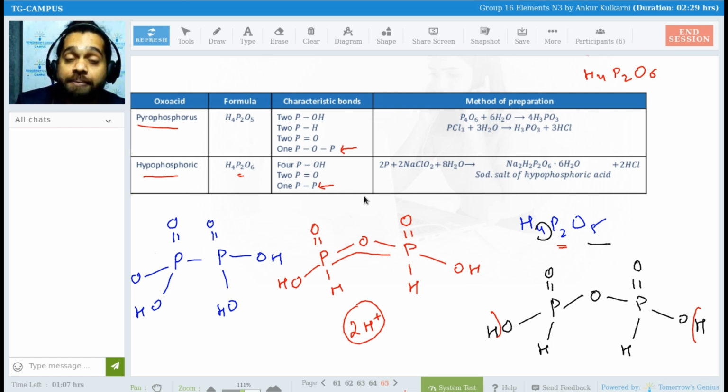This question, I am telling you, has come many times. They have asked POH bond, PH bond, P double bond O, POP, PP bonds. And this is the common question: in pyrophosphorus and hypophosphoric, they ask which of them contains POP and which contains PP. So you should know this. Is it clear till here?